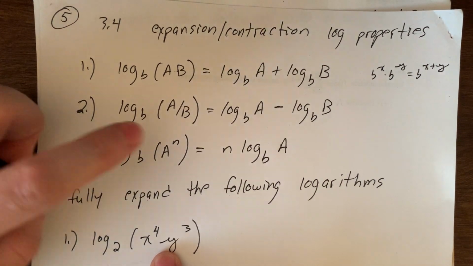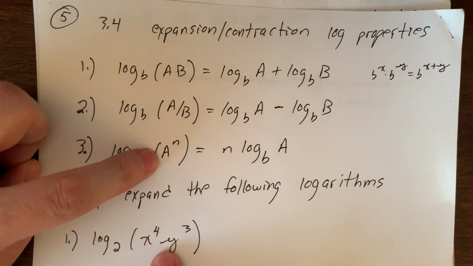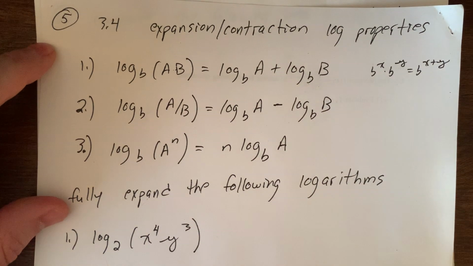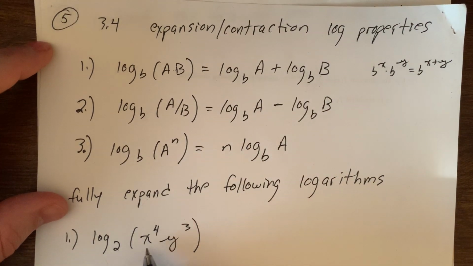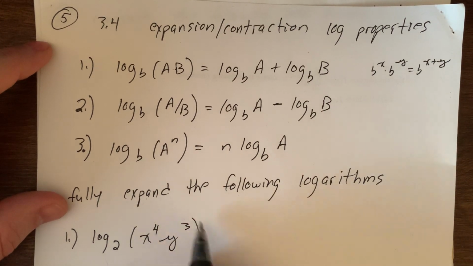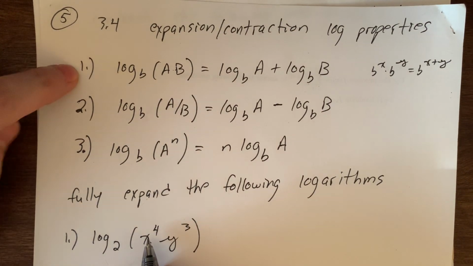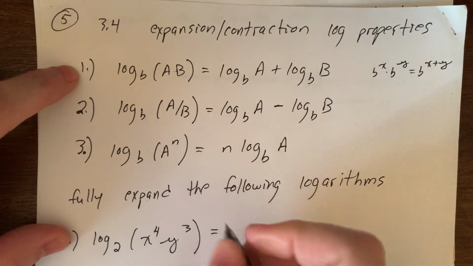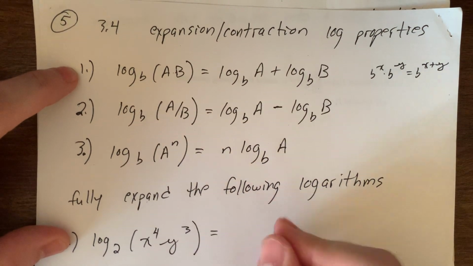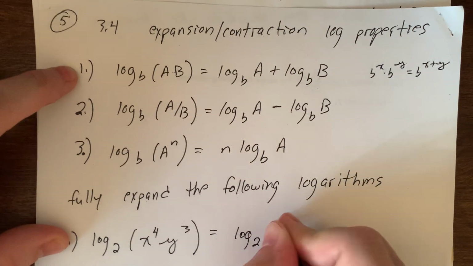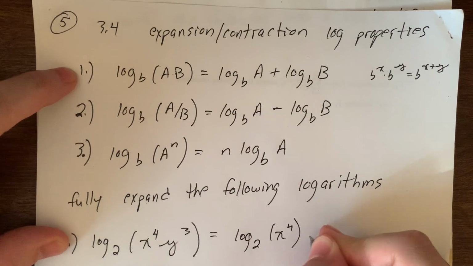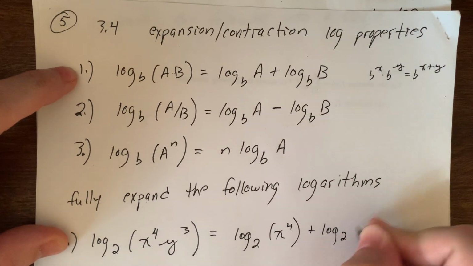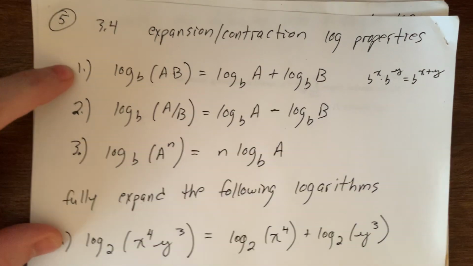This only works if the exponent is on everything. So I have exponents here. I have exponent on x and on y, but I have nothing on both of them. So I'm actually going to start with property number 1. I've got x to the 4th times y cubed, so I'll get log base 2 of x to the 4th plus log base 2 of y cubed.